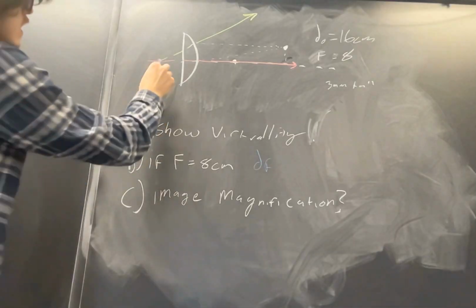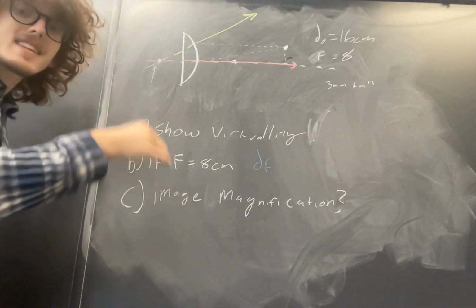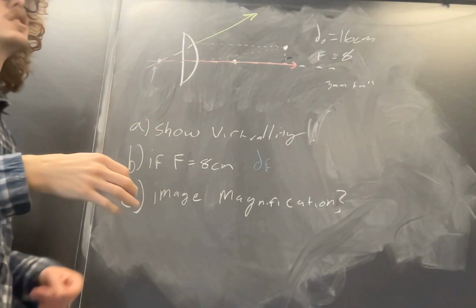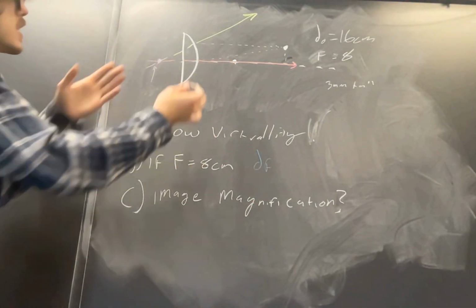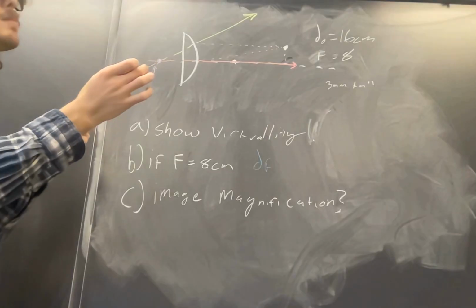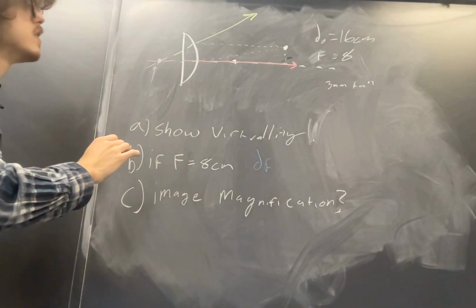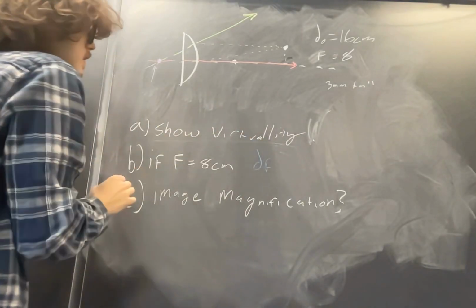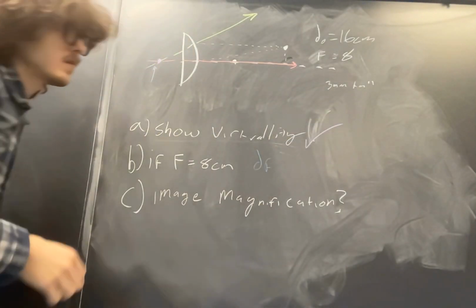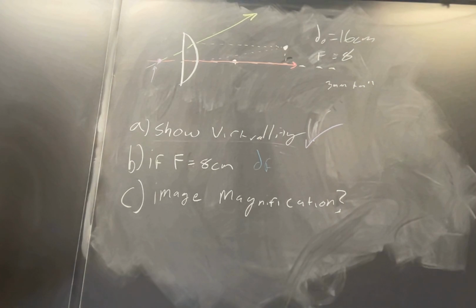It's going to bisect this point here. And in fact, that is where the image is going to show up. It's going to be a virtual image. That's what a virtual image is, when the projected image is behind the mirror. And that is showing virtuality, so check that one off.